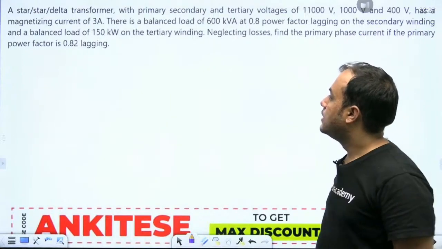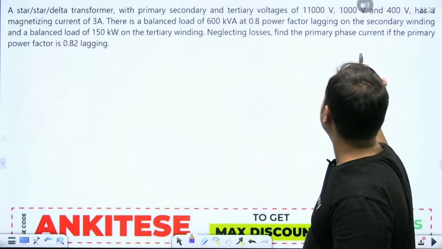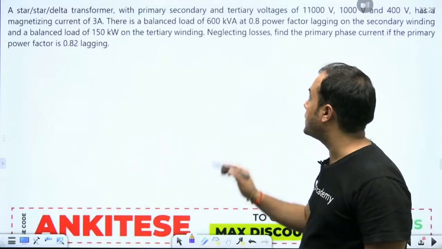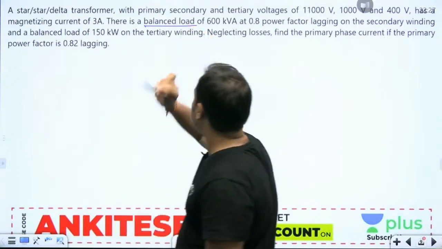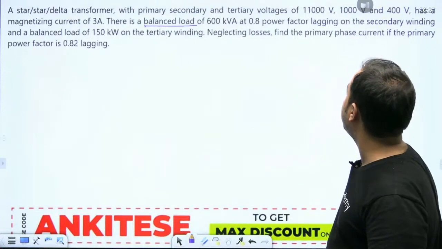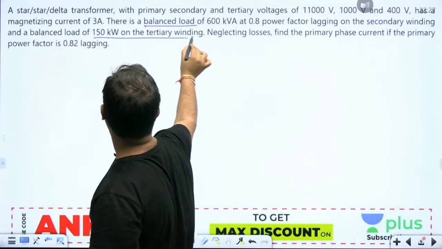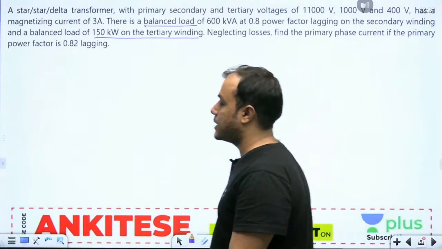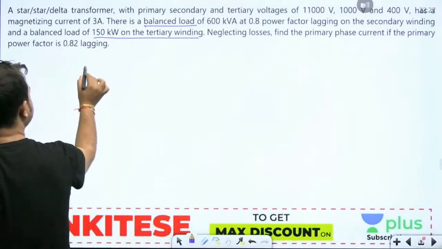The time is up. Now, a star-star delta transformer with primary, secondary, tertiary voltage of 11,000, 1,000 and 400 has a magnetizing current of 3 ampere, a balanced load. So, as soon as I see this, the thing that comes to my mind is power. A balanced load of 600 kVA 0.8 lagging on secondary and balanced load of 150 kilowatt on tertiary. Neglecting losses, find the primary phase current if the primary power factor is 0.82. A very easy question. How?